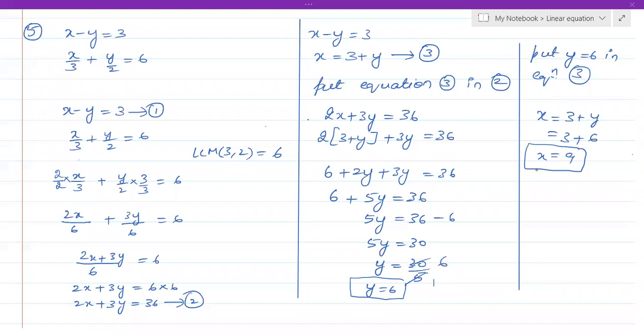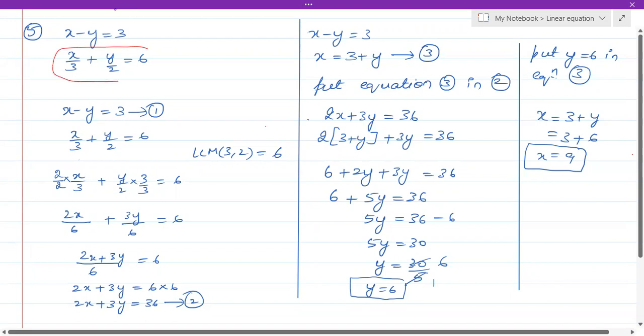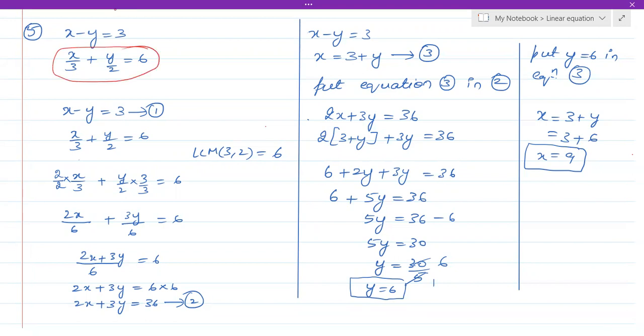So as you can see, this question, x minus y is equal to 3 and x by 3 plus y by 2 is equal to 6. Okay, there is a bit of difference between this question and the previous questions that we have discussed so far. What is the difference that you can see in the second equation? In all the questions that we were solving, we didn't have fractions, isn't it? We didn't have anything in the denominator. But in this question we have it.